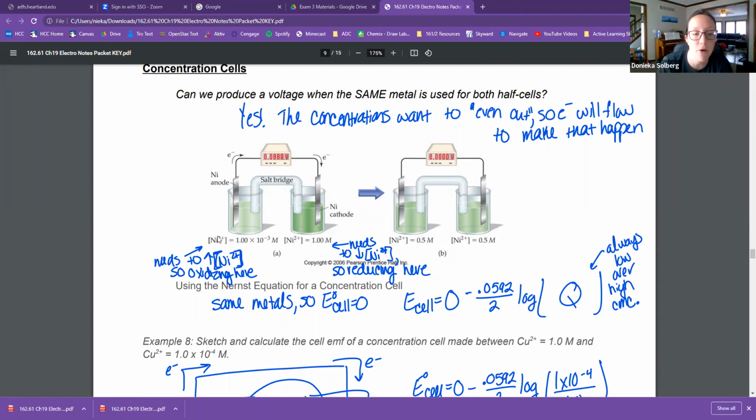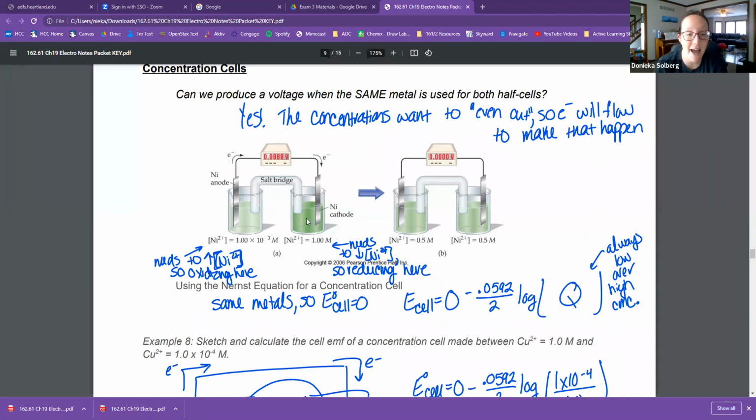The one that's trying to make more nickel 2+ is going from nickel to Ni2+, which is oxidized. So this is the anode. The lower concentration is the anode. And then the cathode would be the higher concentration because it's trying to get reduced. It's trying to go from solution to the metal. So the electrons are flowing this way from the anode to the cathode, like always. Still need my salt bridge.